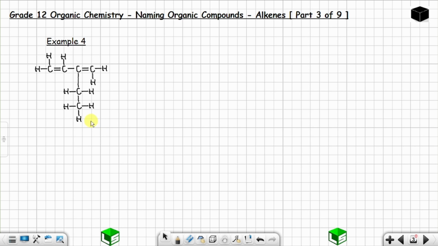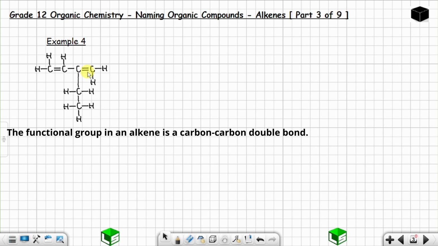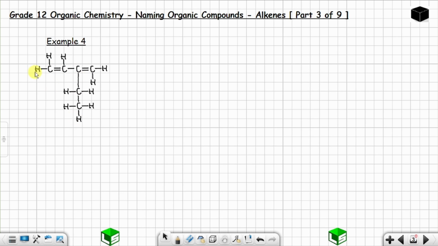So the numbering will be 1, 2, 3, 4. If you go like this, you're going to exclude this, so you don't want to do that. You have to include all the double bonds, because the double bond is the functional group for an alkene. So you don't have to go like this, because if you go like this, you're going to exclude this. So the longest carbon atom chain that contains the double bonds will be this one.